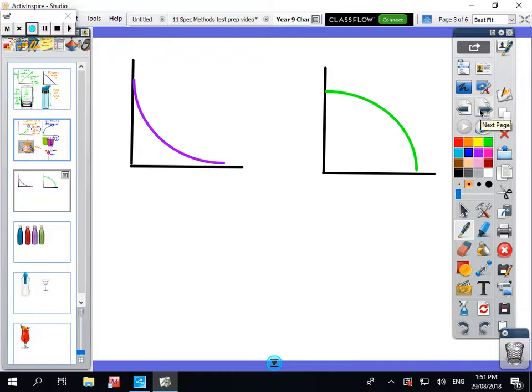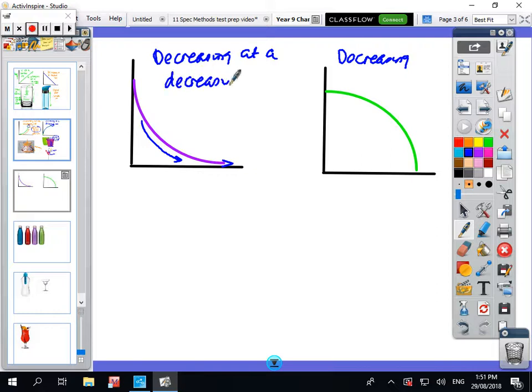Okay, so these guys here are both decreasing. But what you can see is happening is in this first one, it's decreasing, but it's slowing down. So it's decreasing at a decreasing rate, whereas this one is decreasing, but it's getting quicker, so it's decreasing at an increasing rate.